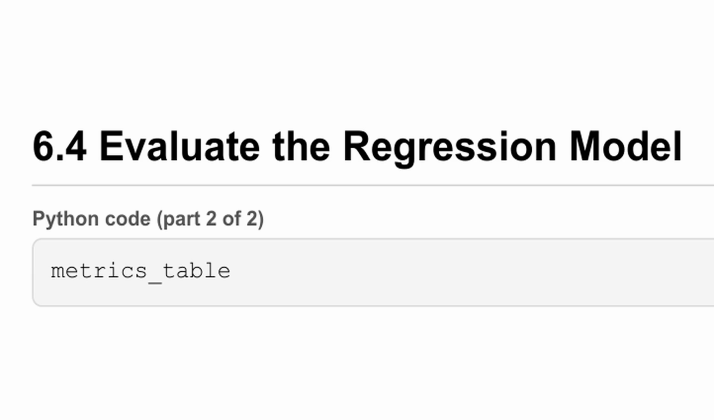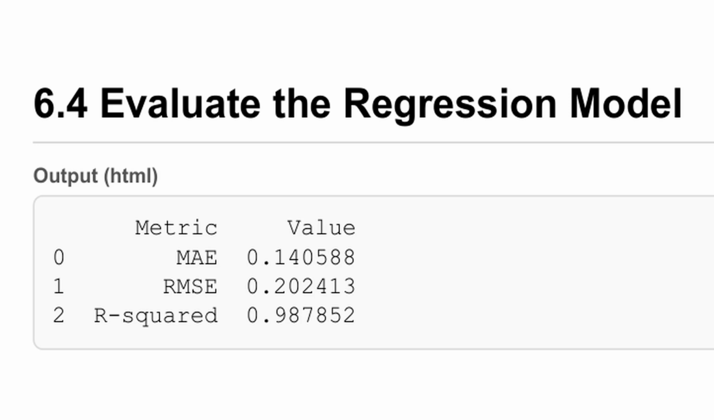This code gathers our calculated metrics and formats them into a clean pandas data frame so we can review the numerical evaluation of our model on the test set. The output shows a mean absolute error of about 0.14 newtons and an R-squared of over 0.98. These indicate a strong fit. Remember, these error values must always be interpreted relative to the scale of your experiment.